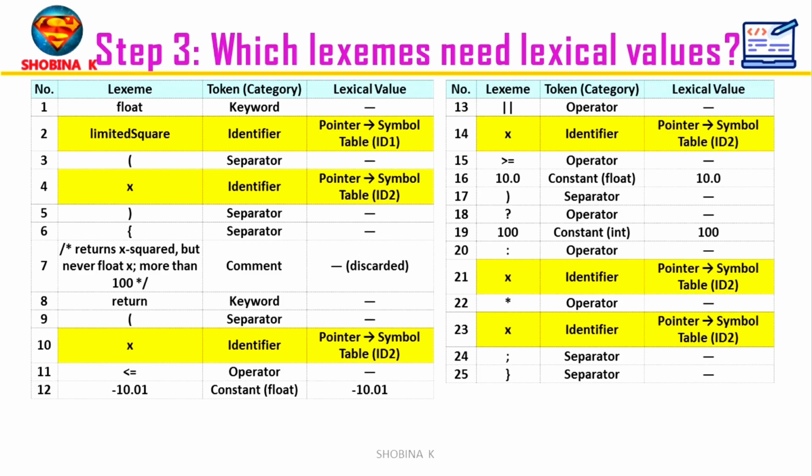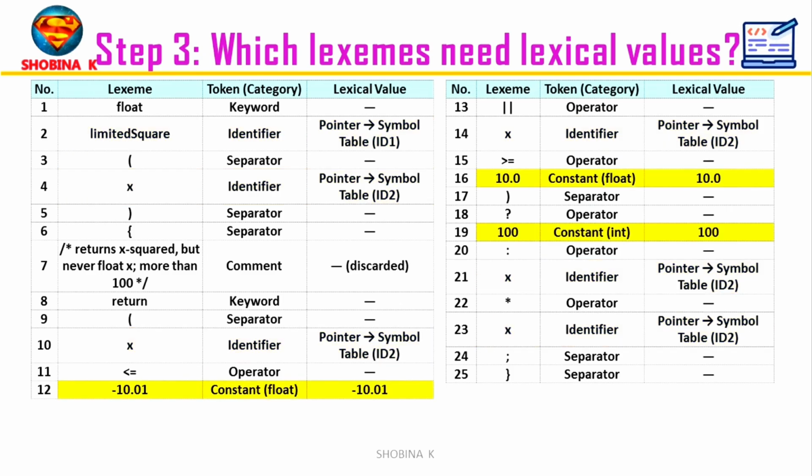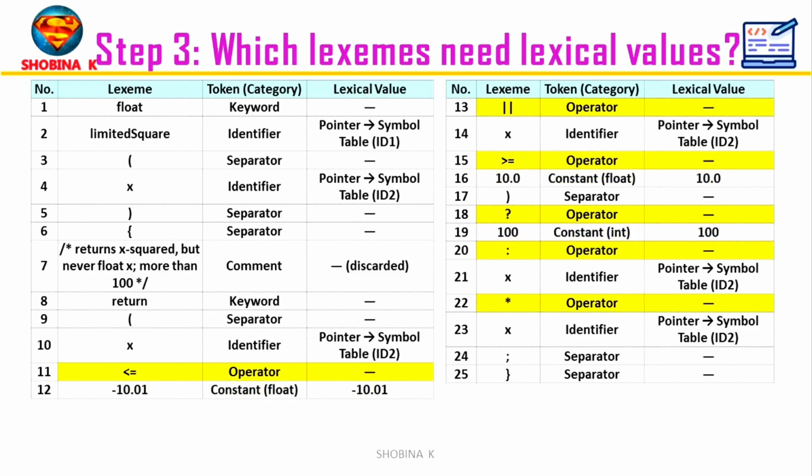For identifiers like x or limited square, the compiler must know which variable it refers to. So we need a lexical value, that is a pointer to the symbol table. If it is a constant like 10.0, the compiler must know the actual numerical value, so the lexical value is required. Operators like less than or equal to or the multiplication operator do not have lexical values, because operators have a fixed meaning in the language. Less than or equal to always means less than or equal to. The asterisk always means multiplication. Since their action is predefined, the compiler doesn't need any extra info.